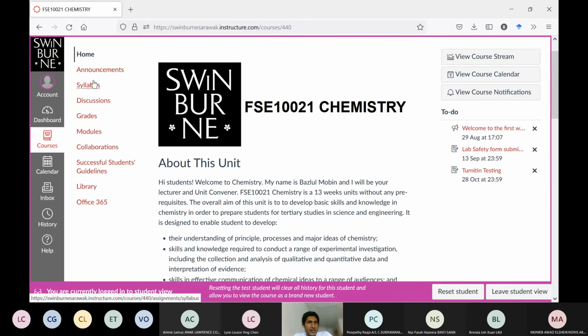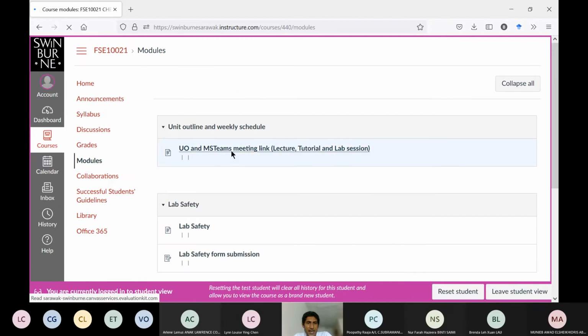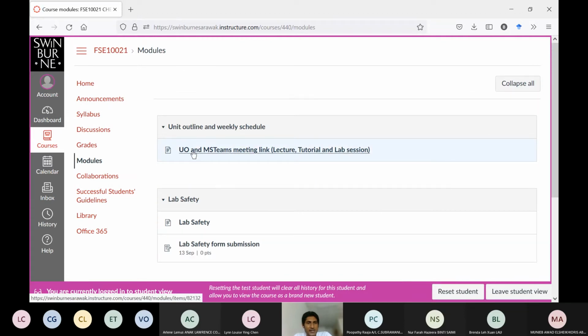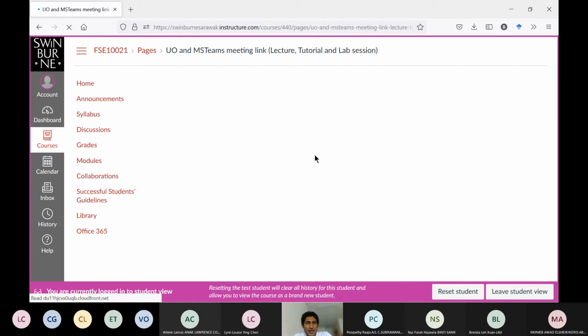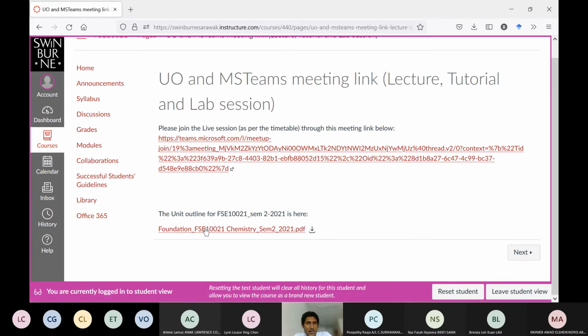So you can go to these modules from here, and this is UO, which means the unit outline. This is the unit outline for you. It is the same unit outline I just showed you, but I will update it because there was a problem with the week. I will update it and then you can see, but it is fairly the same thing. You can find the unit outline here.